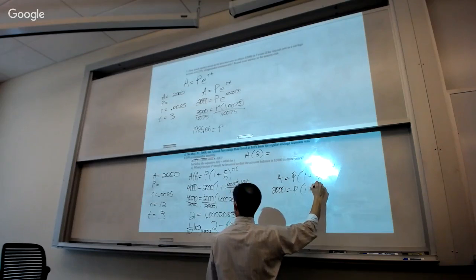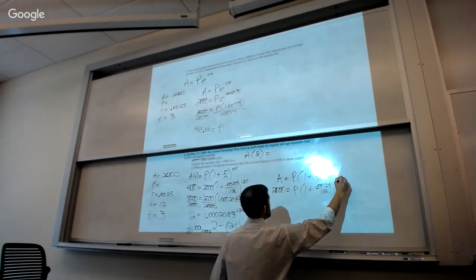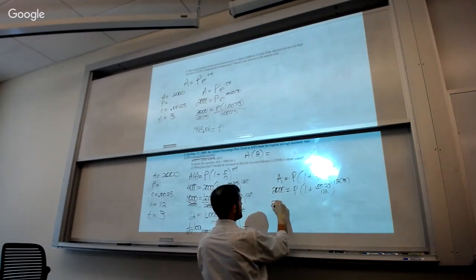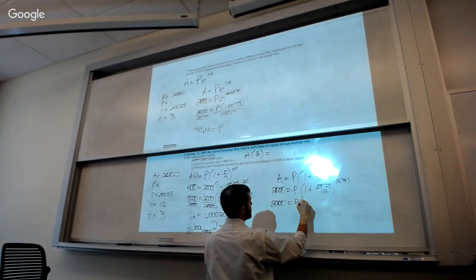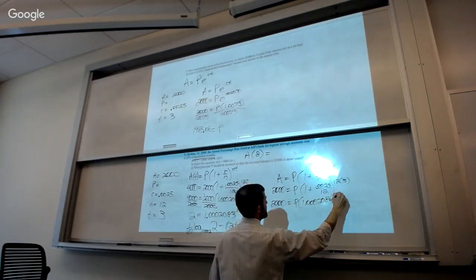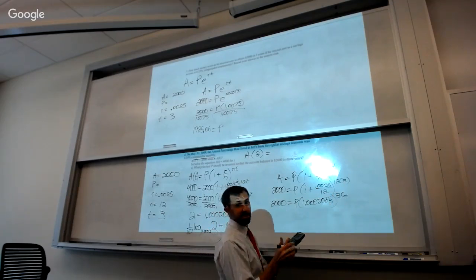And then it'd be 1 plus 0.0025 over 12 to the 12 times 3. And so now you have all the numbers there. That's 2,000 equals P times 1.002083, repeating, all to the power of 36. Okay, I'm so close to finishing the problem. I'll just finish the problem.